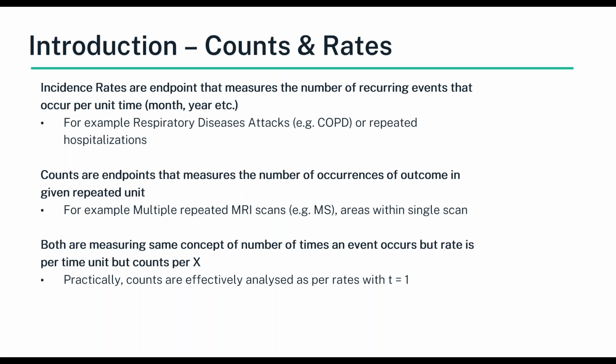But there are other cases where things become a little bit more complicated. For example, where the probability of having a subsequent event is not independent from a previous event. Repeated hospitalizations is an area where this is commonly seen. For example, cardiac arrests, where a patient may have multiple cardiac arrests over a given period of time.